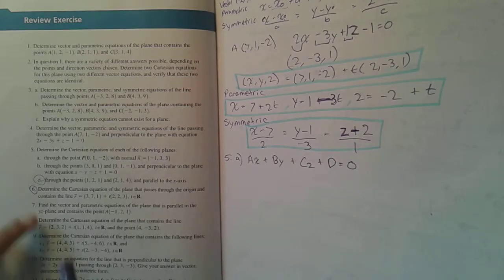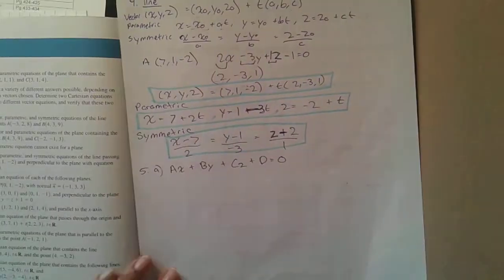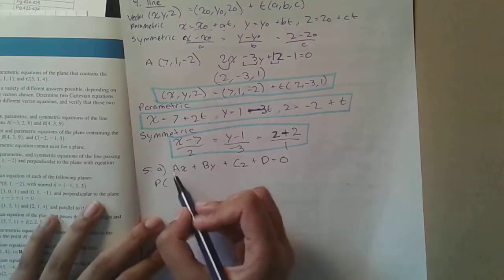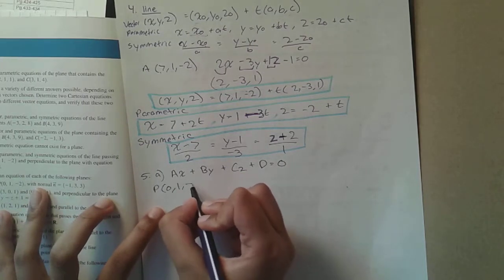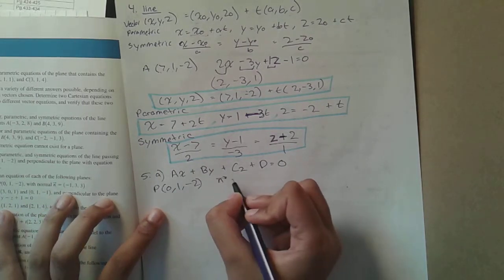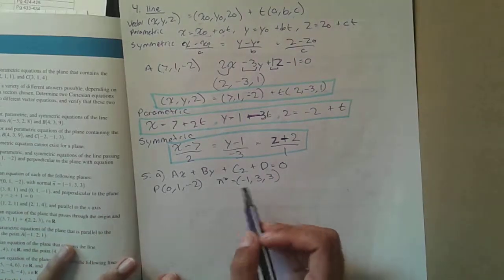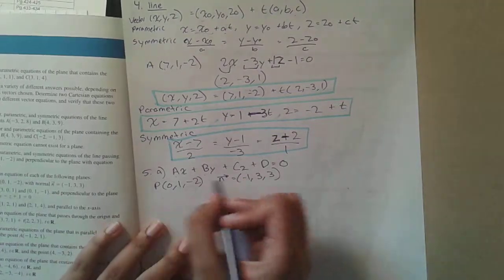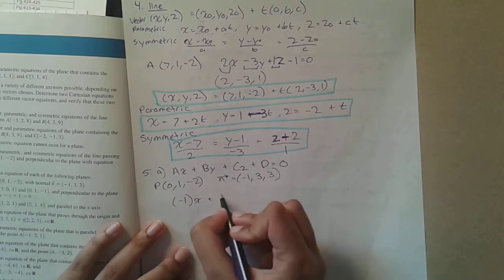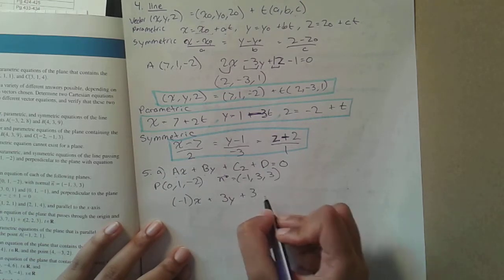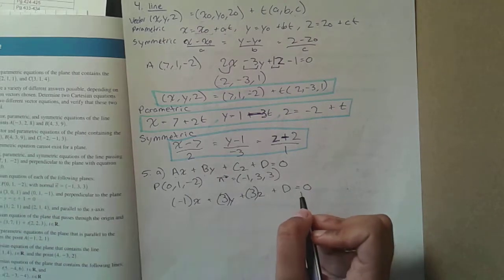For number 5, we need to determine the Cartesian equation for each of the following. So for 5a, you're given a point. This is the Cartesian equation, and we are given point P, and we are given a normal, negative 1, 3, and 3. So the normal would be ABC. So we just substitute the normal into the ABC: negative 1x plus 3y plus 3z plus d equals 0.